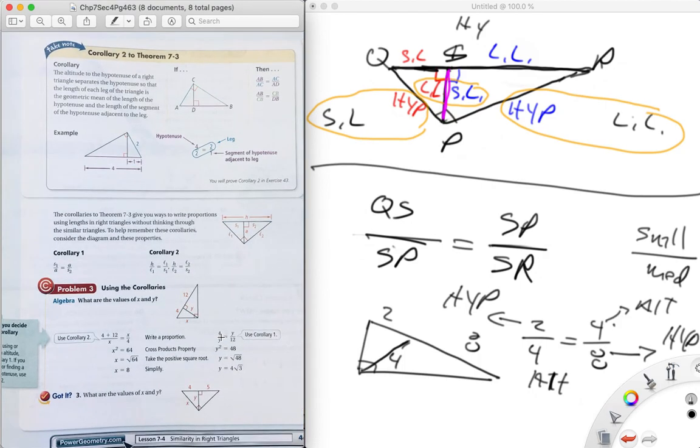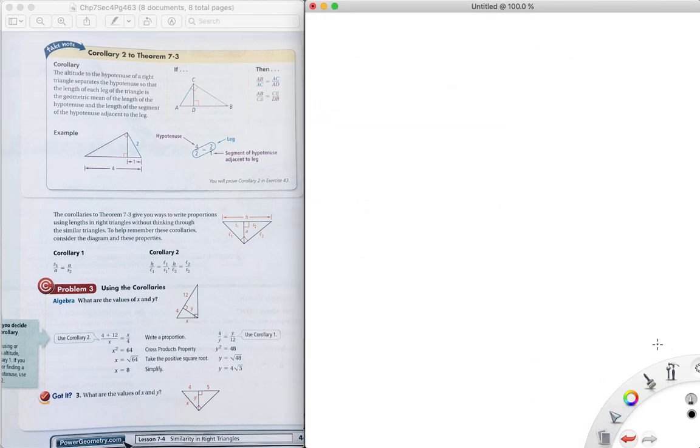Alright, so we have two more equations with this scenario, and I don't know why they use a different triangle, and they have it in a different orientation. So corollary to 7.3 has two ratios.